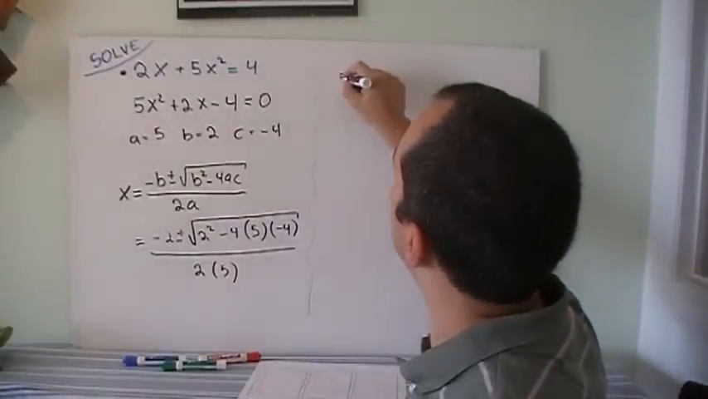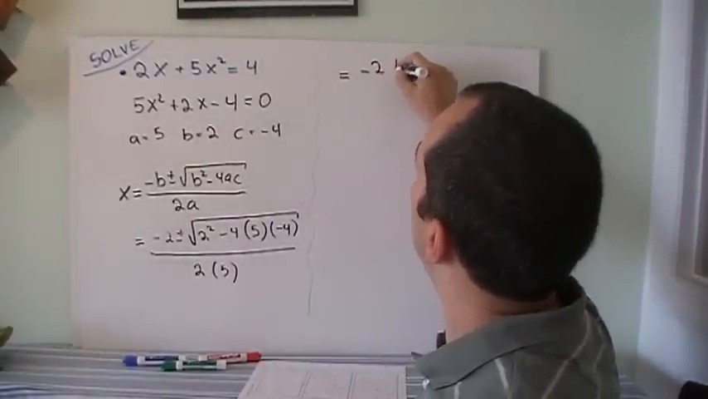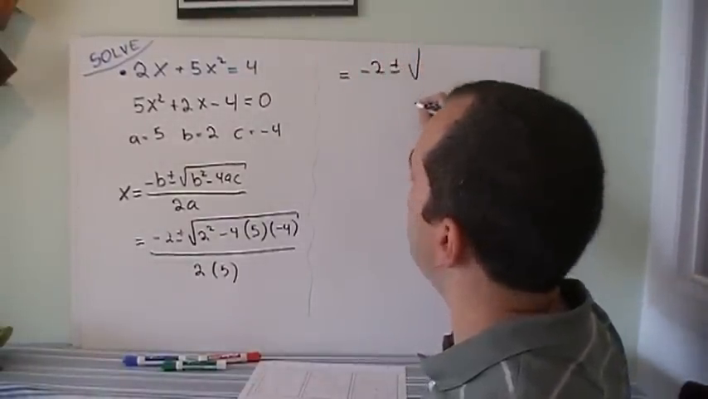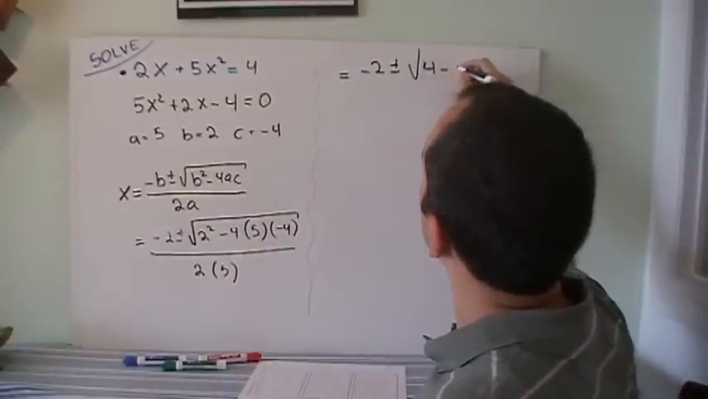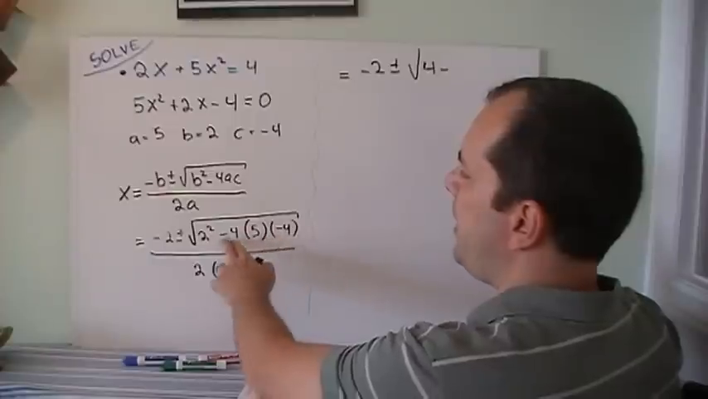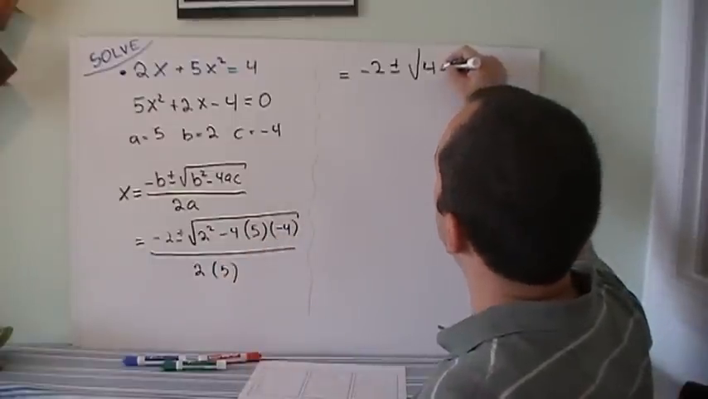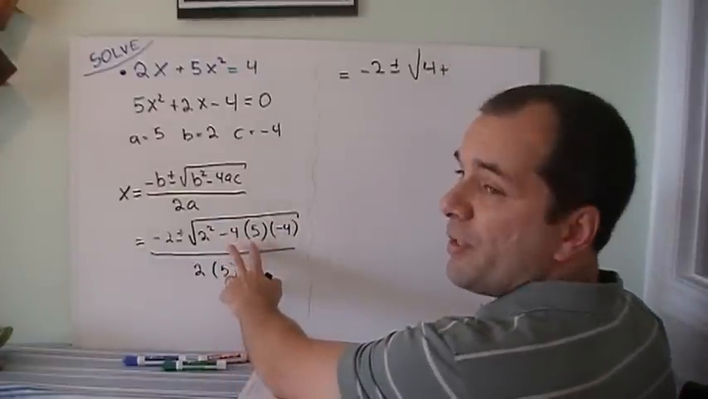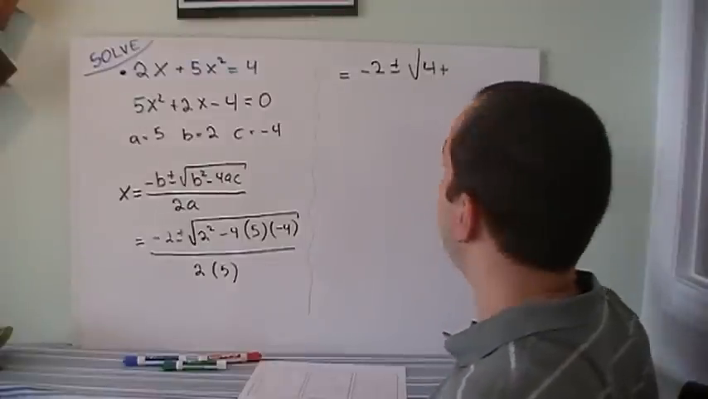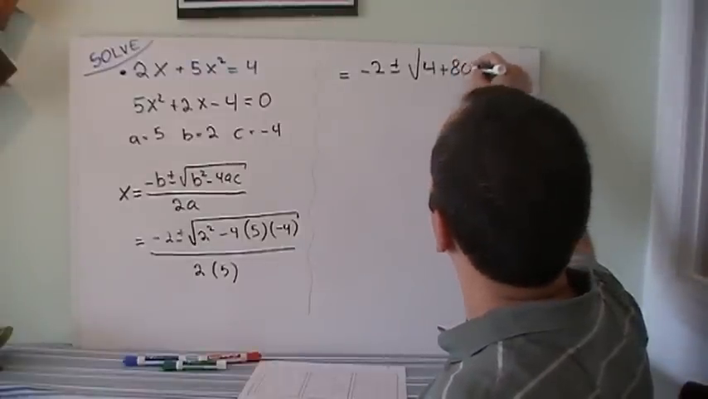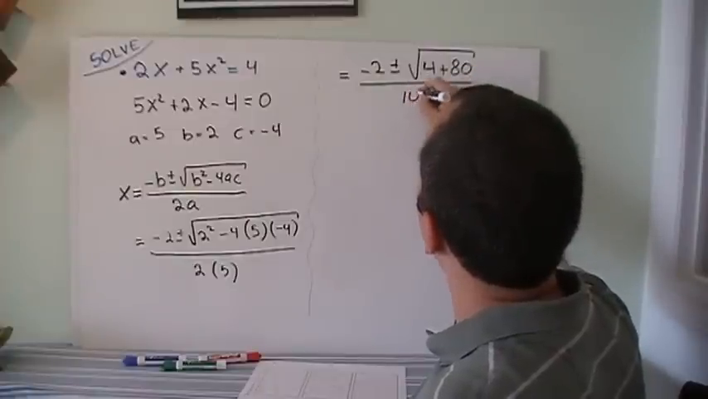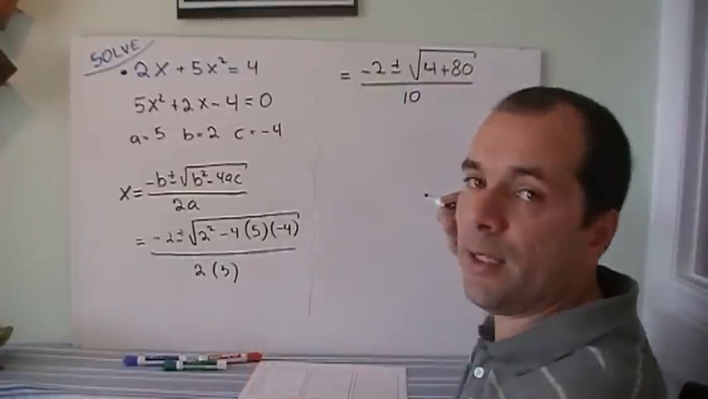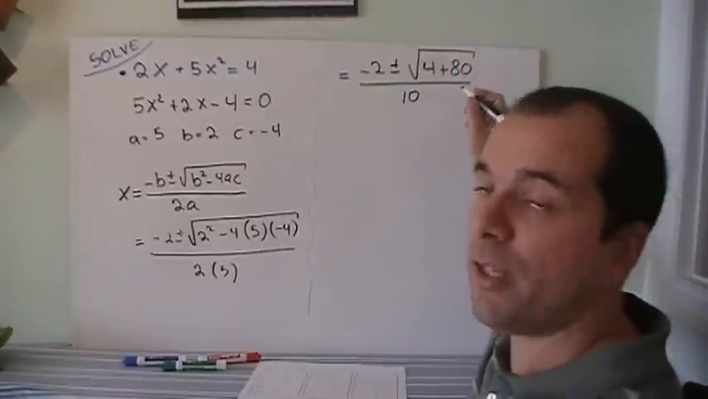So I have the equal sign, -2 plus or minus square root of 2 squared is 4. And now I have a minus and a minus, which will make this a plus. 4 times 5 is 20. 20 times 4 is 80. And divided by 2 times 5, which is 10. So it's going to be basically square root of 84.